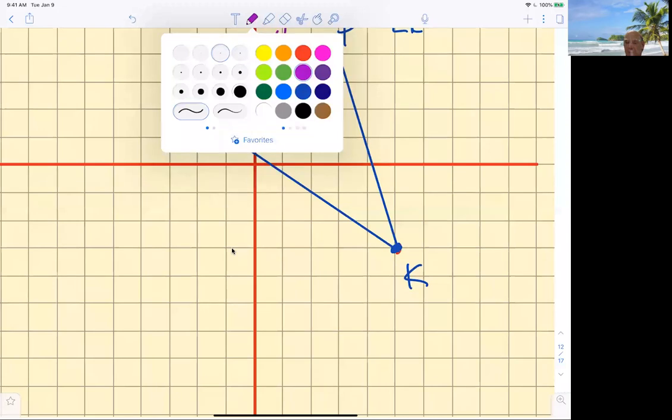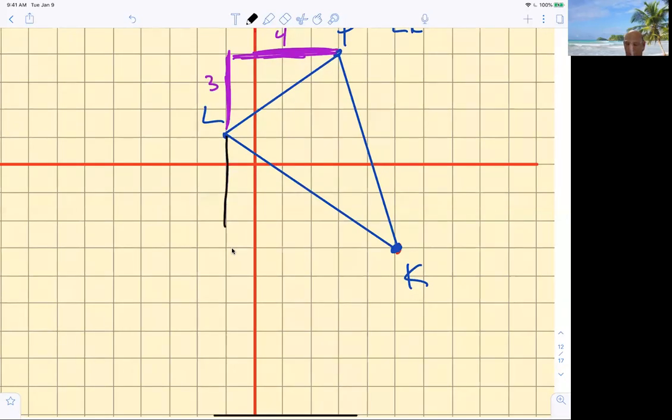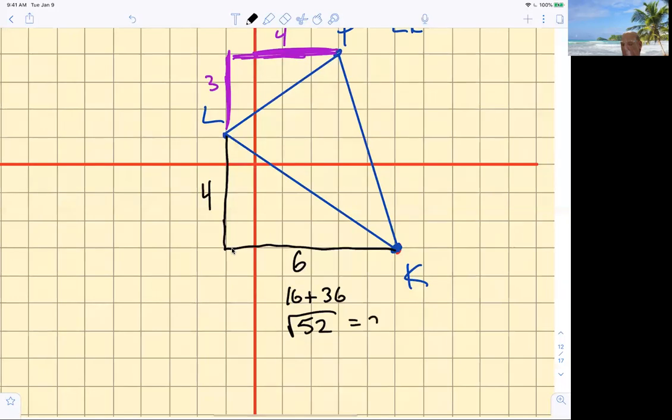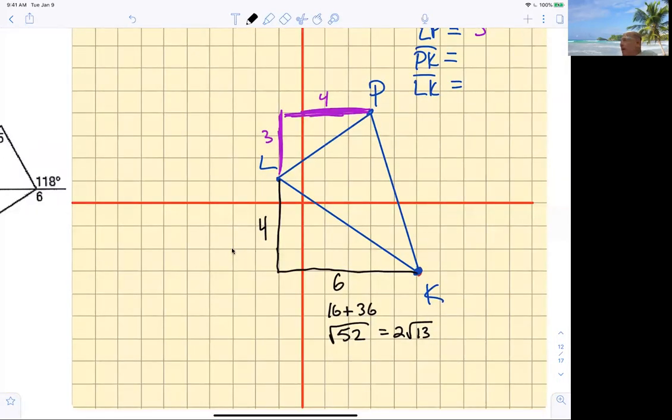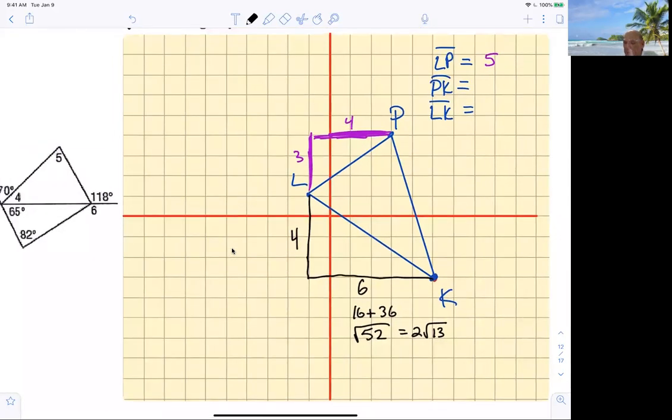To figure out what LK is, I'm just going to draw this out here. From here all the way to here, how much is that? 4, and then I'm going here, which is how much? Anybody agree with that? That's 6. So now, what's 4 squared? What's 6 squared? 36 plus 16, 52. So that's the square root of 52, right? But that's not good enough for us because that's 2 radical 13. Everybody remember that's 2 radical 13? Because 52 is 4 times 13, and the square root of 4 is 2. Anybody have any problems with that? So over here, PK is 2 radical 13.